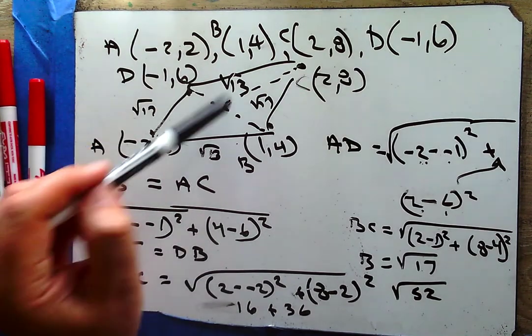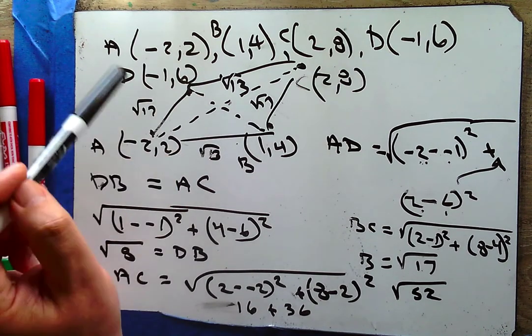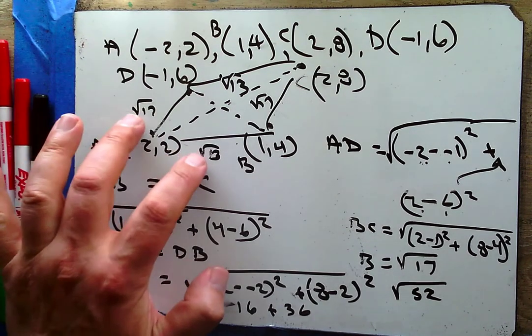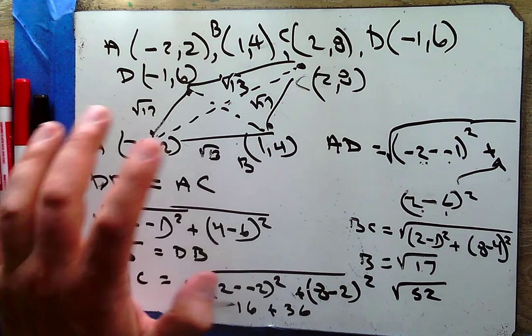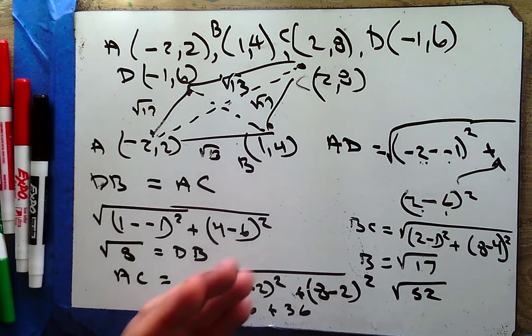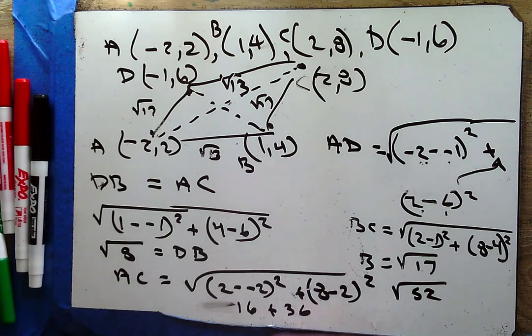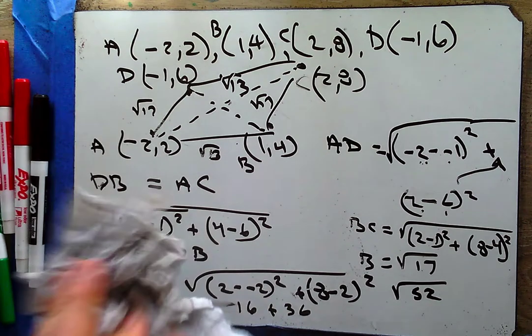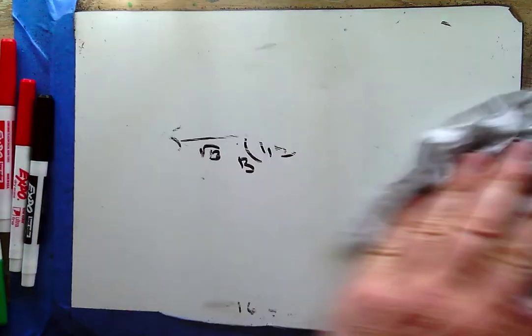I do see that opposite sides are congruent, so I know it's a parallelogram. And because these aren't the same, I know it's not a rhombus. And there's no way this could be a square if it wasn't also a rectangle and also a rhombus. So this is only a parallelogram. Okay. Now, next.